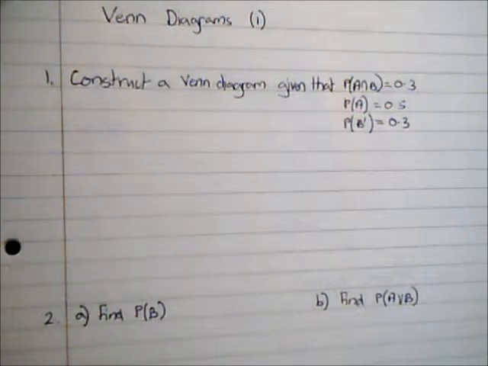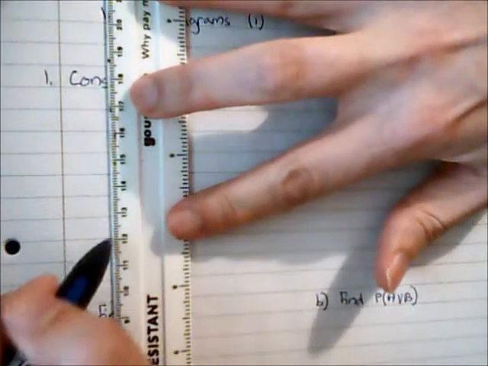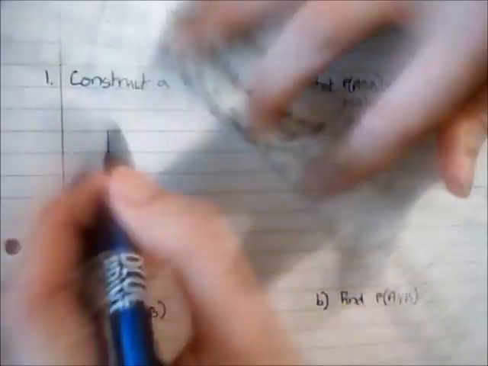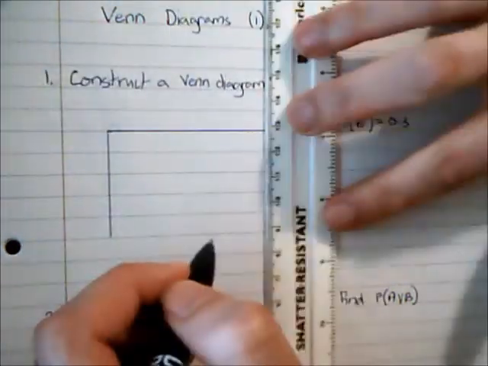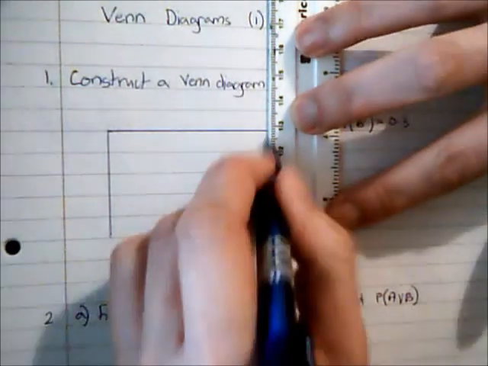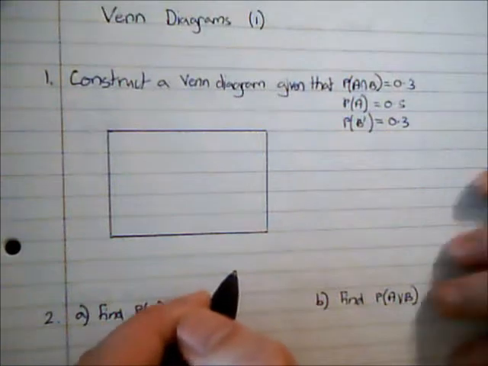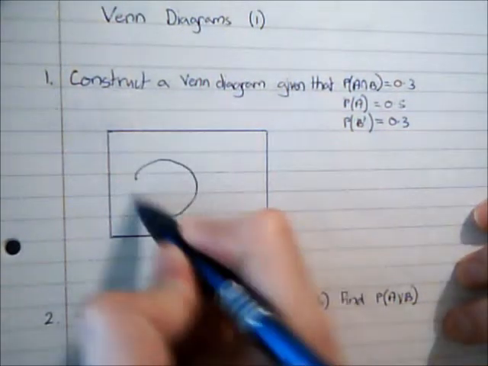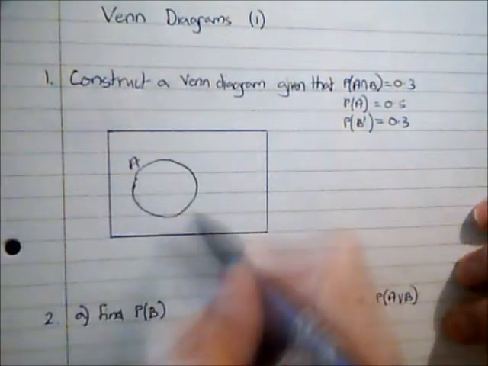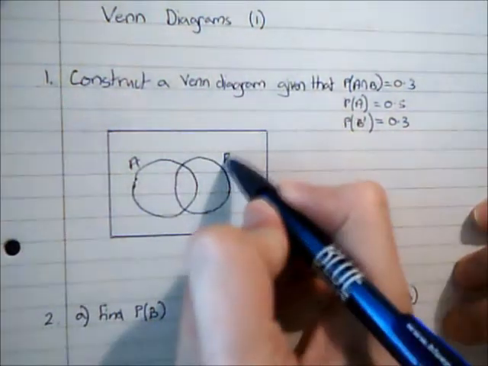So I've got two different events here, so I'm going to construct my Venn diagram. So I have a box, and everything contained within this box must have a probability of 1. And then within that I have two different events, so I'm going to use one ring for event A and another ring for event B.